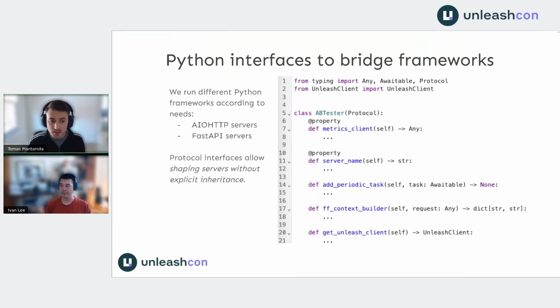This interface specifies the methods and properties a server must provide, but it does not enforce inheritance from any base class. This enables any Python server framework to integrate with the library as long as it fulfills the protocol's contract. For example, we can require that a server that wants to run an A/B test provide a method to get an Unleash client. Or we can require that the server provide specific properties such as its name or the metrics client and so on.